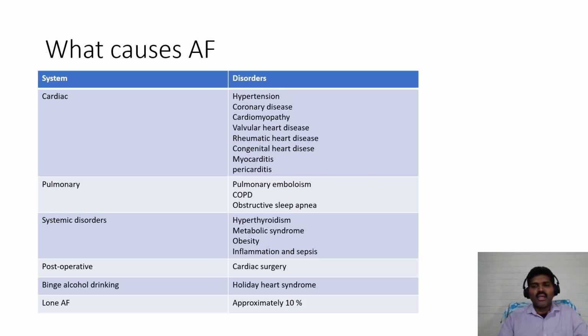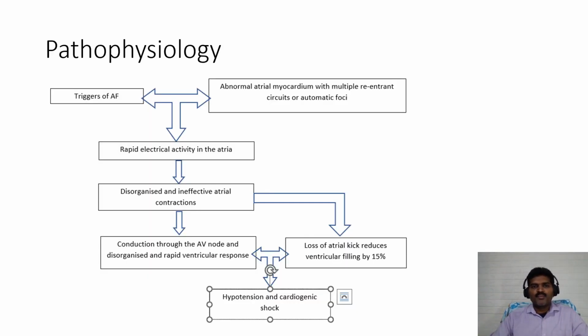Coming to the pathophysiology of AF, how it occurs, there are triggers for AF: an abnormal atrial myocardium with multiple reentrant circuits or automatic foci which surpass the SA node. There is rapid electrical activity in the atria with disorganized and ineffective atrial contractions. These can lead to loss of atrial kick, which reduces the ventricular filling by 15%. The conduction through the AV node and a disorganized and rapid ventricular response can occur if the atrial refractory period is overridden. And finally, this leads to hypotension and cardiogenic shock.